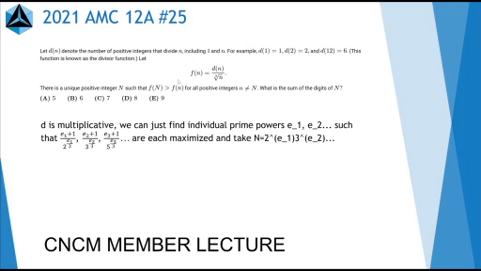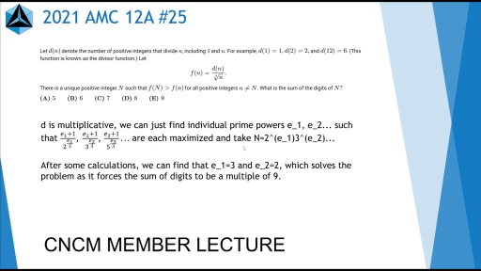So we can just find individual prime powers e1, e2, and so on, such that (e1 plus 1) over 2 to the e1 over 3, (e2 plus 1) over 3 to the e2 over 3, and so on, are each maximized, and take n as the product of 2 to the e1, 3 to the e2, and so on. Anyway, here's a pretty cheesy finish that does not require computing out every prime power. After some calculations, we can find that e1 is equal to 3 and e2 is equal to 2.